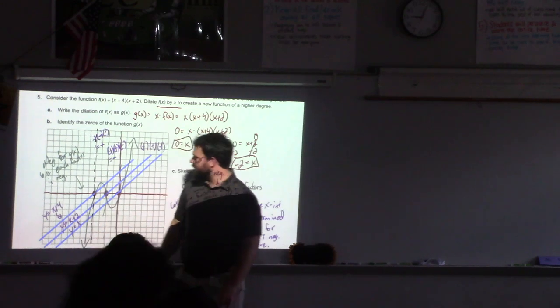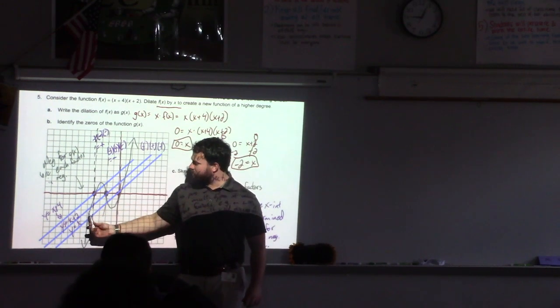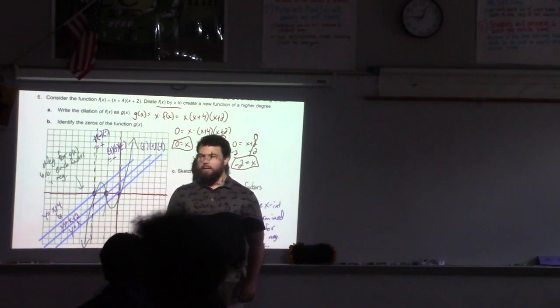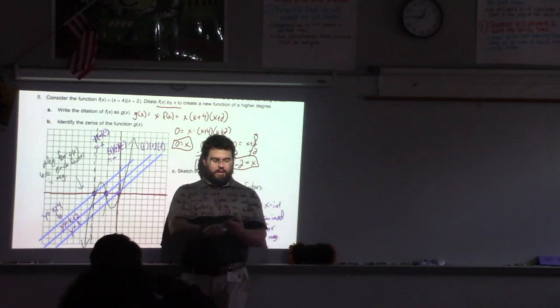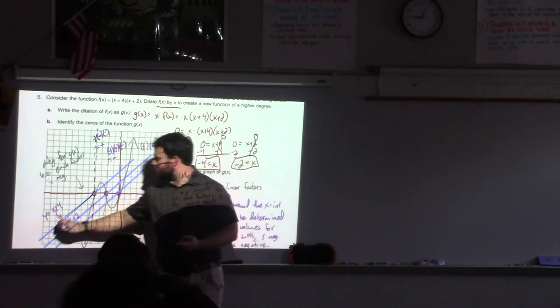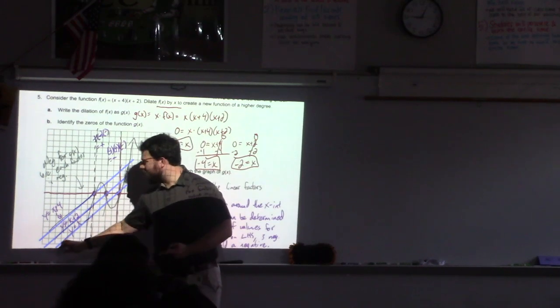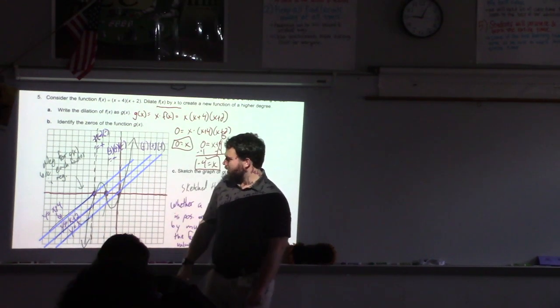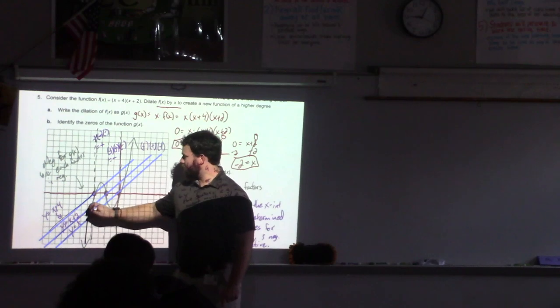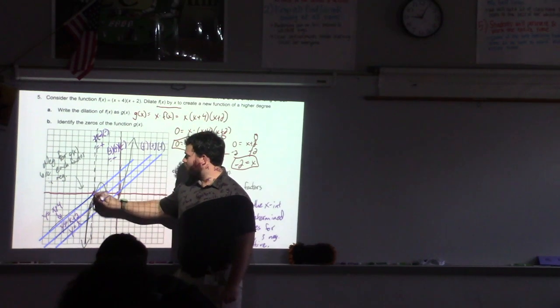Lines through each x-intercept. Notice each of these functions have what kind of values right here? Negative. And notice how many negatives are there? Three. What's a negative times a negative times a negative? Negative. That's why this section is negative for g of x.